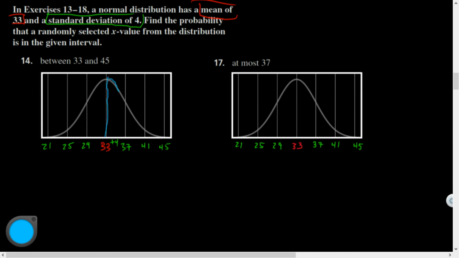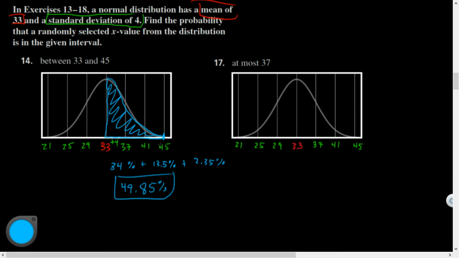So that's this space right here. It doesn't go off forever. It cuts off. And so that's going to be very similar to the one we had a moment ago. So that's going to be what? 34% plus 13.5% plus 2.35%. And what's that equal to? 49.85%.